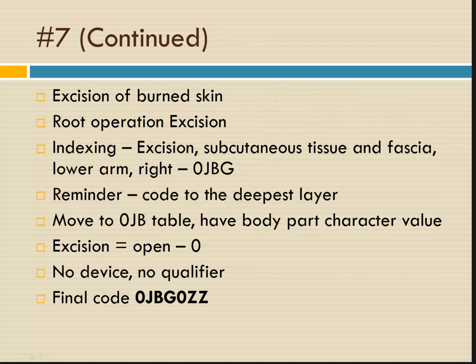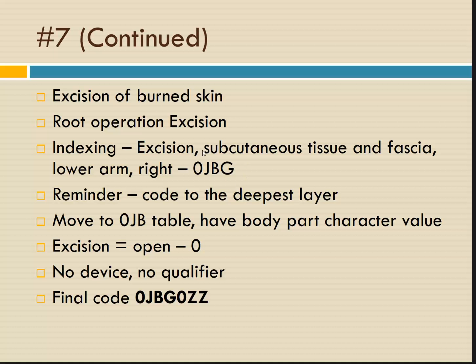So if we code the excision first, we're going to use the root operation of excision. The pathway is excision, subcutaneous tissue, and fascia. It tells us that that is what is excised in your clinical information. Lower arm right is the anatomical location, you're given 0JBG in the alpha.